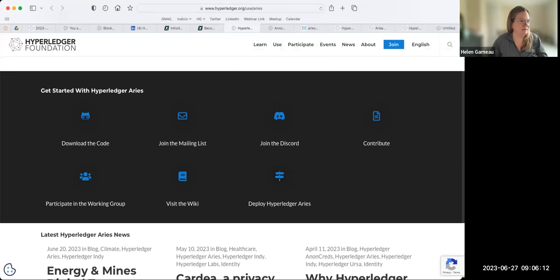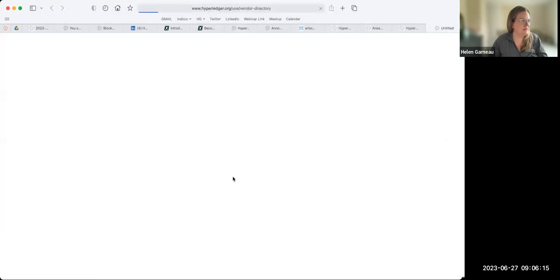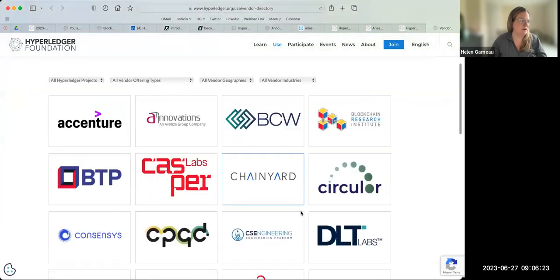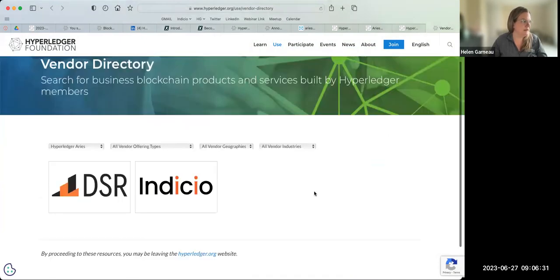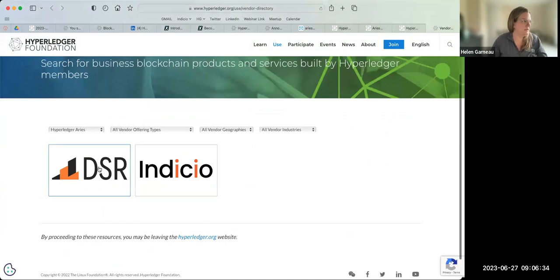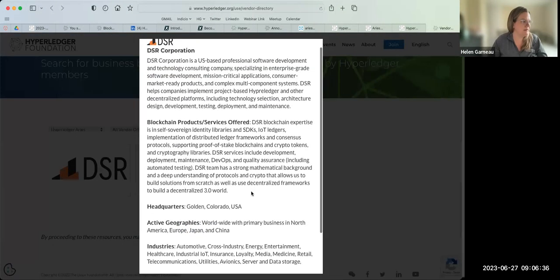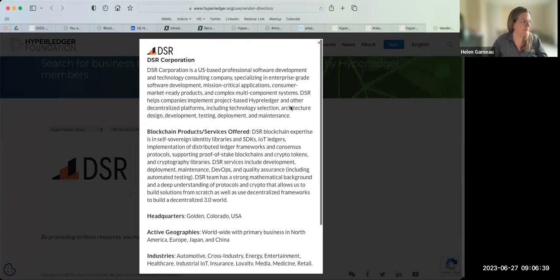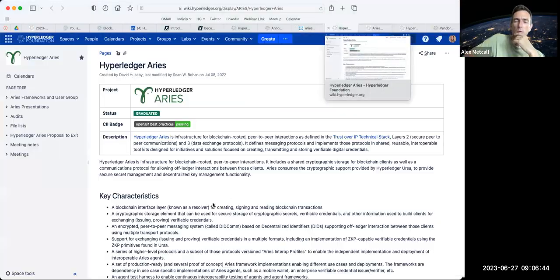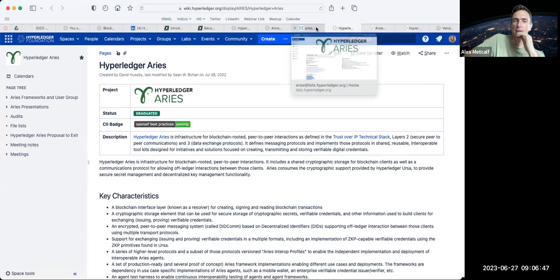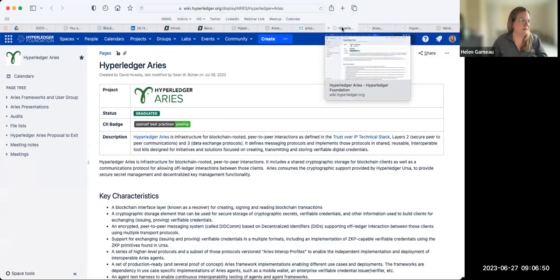And then deploy Aries. What does that get you? Oh, the vendor directory. The vendor directory is exactly what it sounds like: a list of organizations that have product in market around different projects. So you can go to Aries and see that in DCO and DSR. I don't think I'm familiar with DSR. Yeah, I think the key touch points are the website, the wiki, and probably the GitHub landing page for Aries as well. Yeah, for sure.